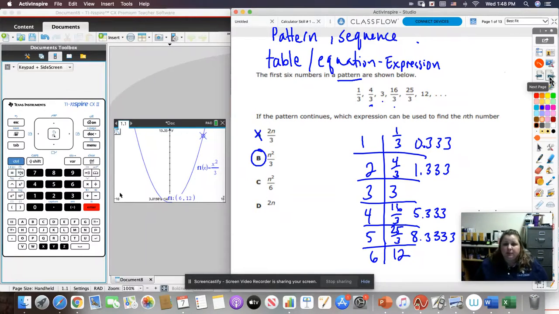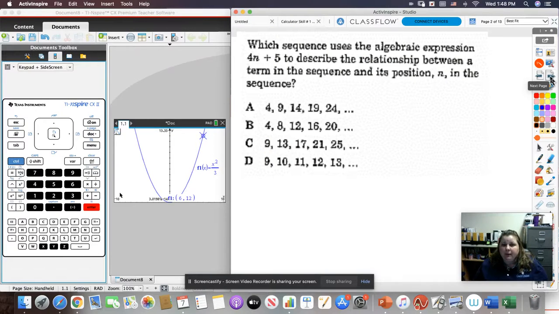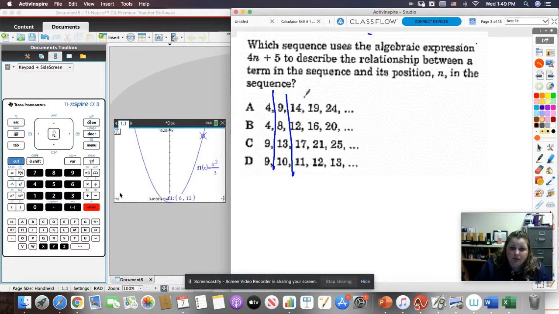Okay, now I'm going to give you time to look at this next problem and try it on your own. Okay, on this one, the answer choices are the sequences. So these are all the outputs. This is term 1, 2, 3, 4, and 5. So when I go to the calculator, the equation is here in the answer choice.